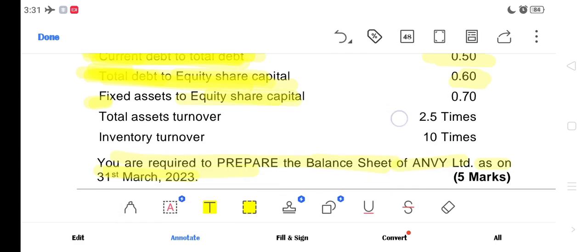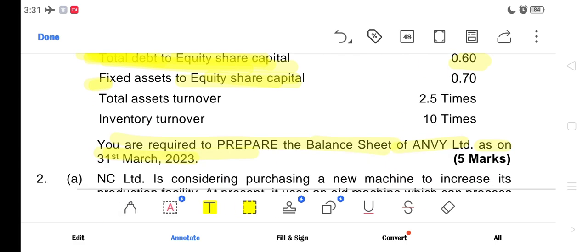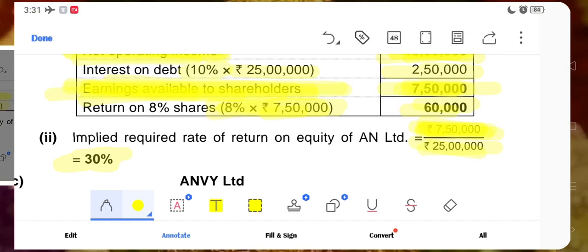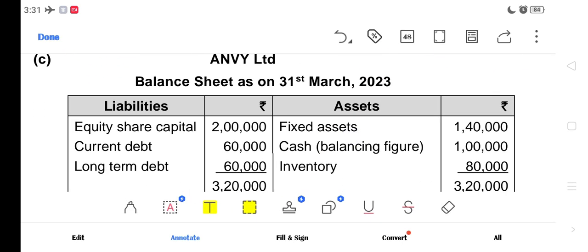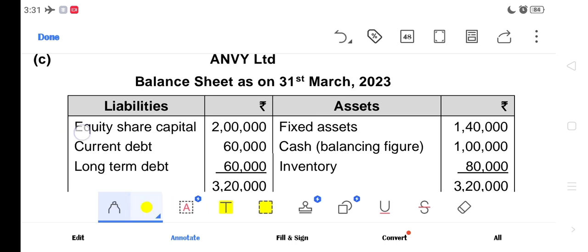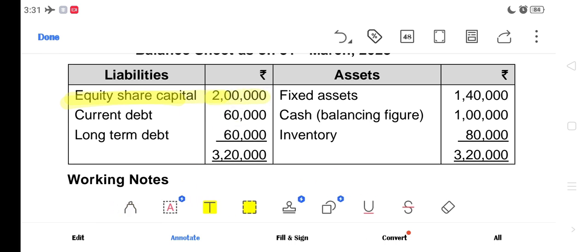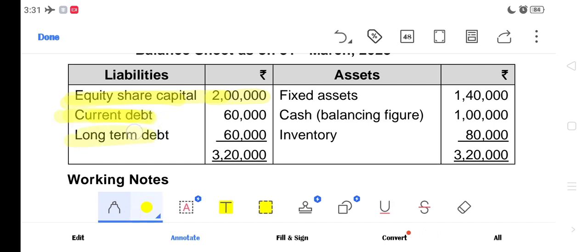First of all, just make a rough balance sheet on the rough paper, then you can do it with the ratios. After getting the answers and all, you put those figures in the balance sheet. Now you get it. Okay, so equity share capital is 2 lakhs. Now there is total debt and current debt. So this total debt means current debt and the other debt, which is long term debt. So current debt and other debt, total debt is there. Okay, you put this as totals.